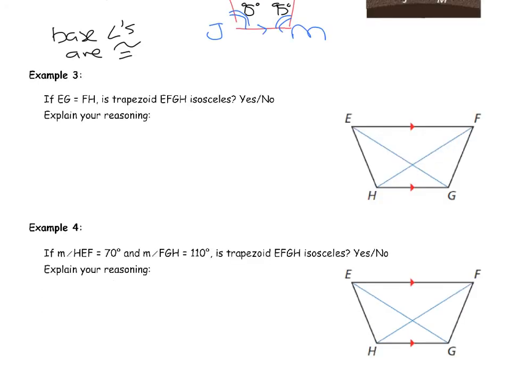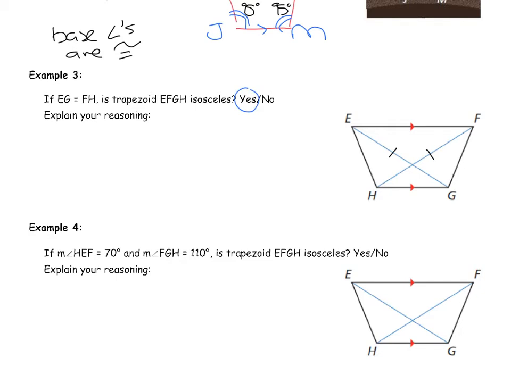All right, so our next example here states that if EG is equal to FH, so that means EG, oh, that's this diagonal, is congruent or equal to FH, which is the other diagonal, is this trapezoid an isosceles one? Well, if you know your properties, then you know that this answer is a yes.